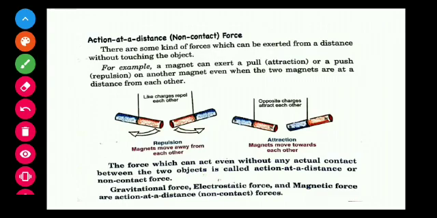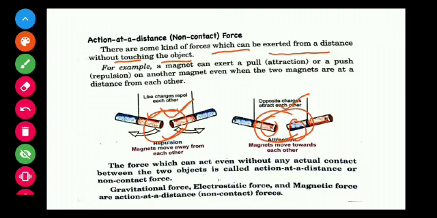Now, what are non-contact forces? That is action at a distance force or non-contact force. There are some kinds of force which can be exerted from a distance without touching the object. For example, magnetic force: there is a force of attraction between north and south, and between the same poles there is a force of repulsion, but there is no actual contact between the two poles. Such types of forces are known as non-contact forces.